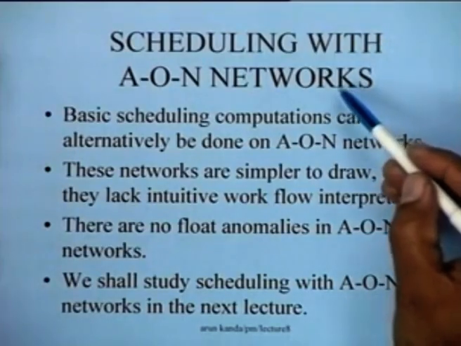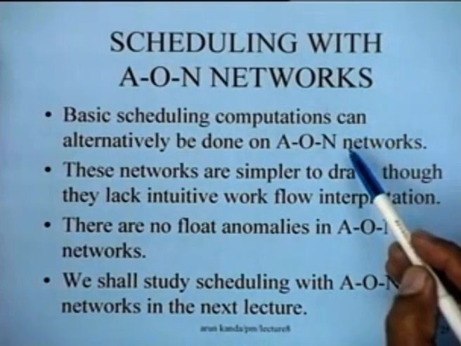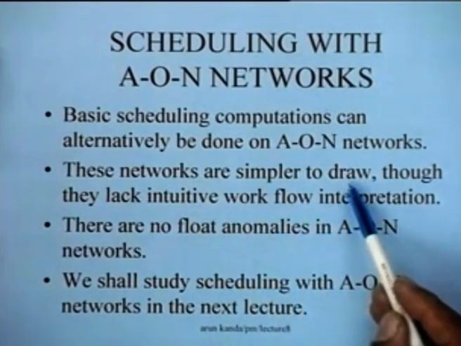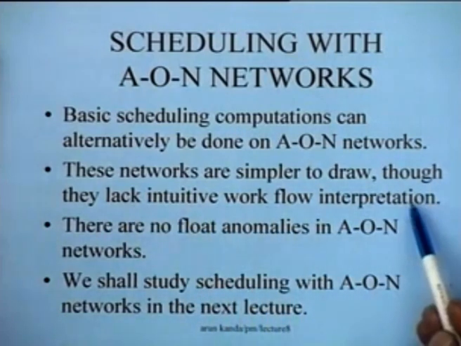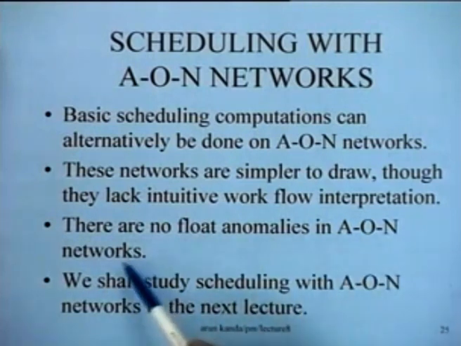So, one possibility is one can do scheduling with AON networks. So, basic scheduling computations can be done on the AON networks. These networks are simpler to draw, though they lack intuitive workflow interpretation, and there are no float anomalies in AON networks, and we shall study scheduling with AON networks in the next lecture.